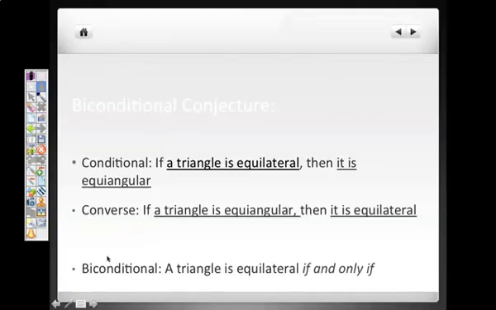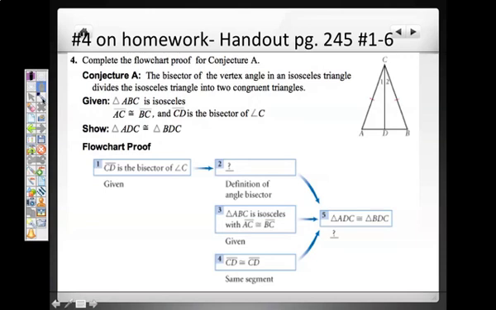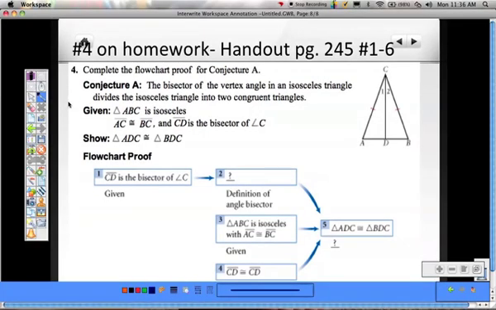Okay. And the last one, number 16 on your assignment. Complete the flowchart for conjecture A. Conjecture A. The bisector of the vertex angle in an isosceles triangle divides the isosceles triangle into two congruent triangles. Let's draw on the given. ABC is isosceles, that's drawn in. So if isosceles AC is congruent to BC, that's drawn in. And CD is the angle bisector of angle C. So that means these are equal. They share a side, so we can mark that. Okay. So let's go to the flowchart proof.